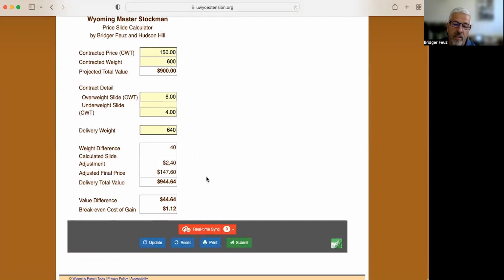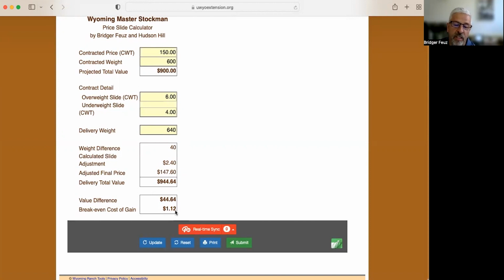So what that means is if you were able to put that extra 40 pounds on your calves for less than $1.12 per pound, then certainly this is a good contract to enter. You were able to put that extra weight on for less than they paid you for it. So, you know, it's a good solid contract.